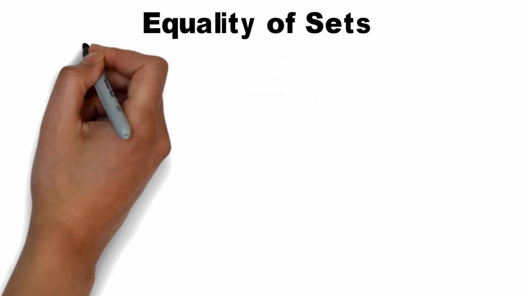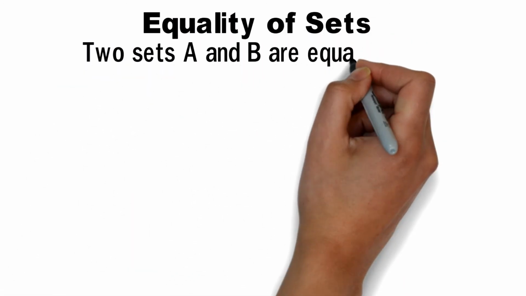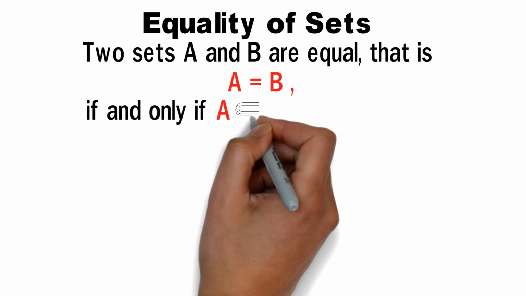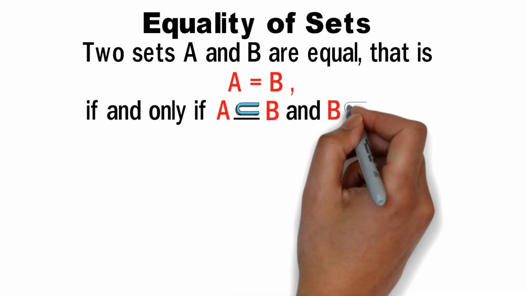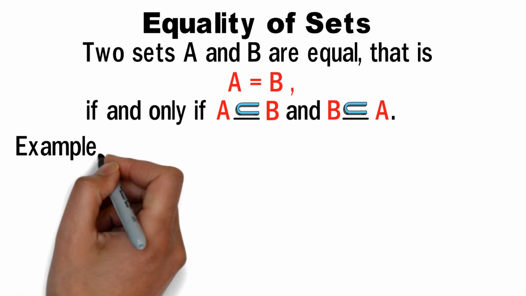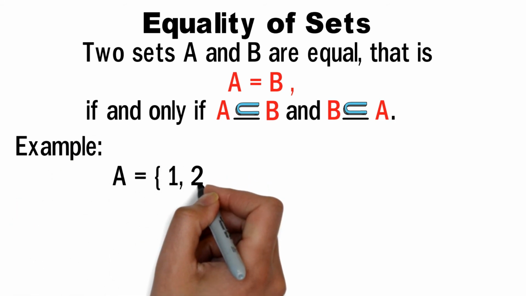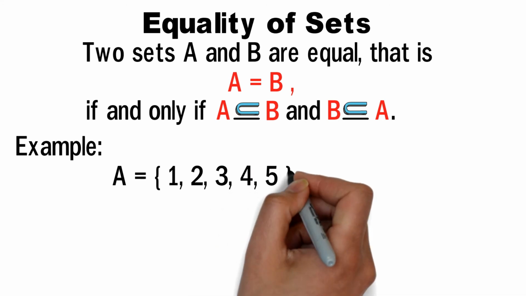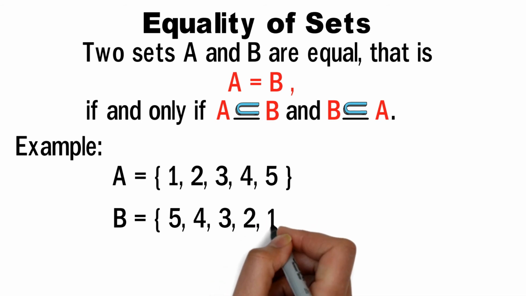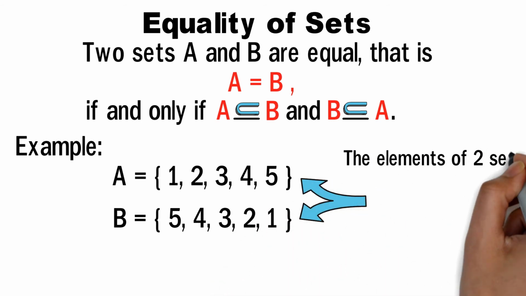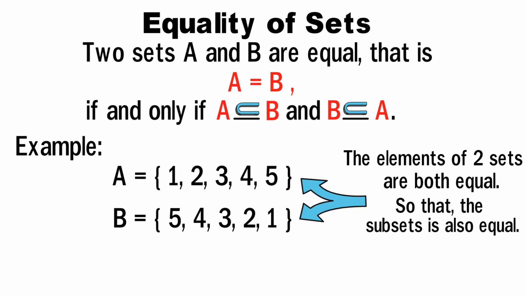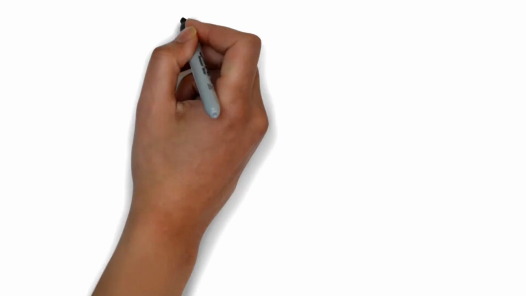Next naman ay equality of sets. Two sets A and B are equal, that is A equals B, if and only if A is a subset of B, and B is a subset of A. Example, we have set A and set B. Set A composed of elements 1, 2, 3, 4, 5. And set B composed of elements 5, 4, 3, 2, 1. Ang elements ng set A ay pareho sa elements ng set B, kaya ang subsets din nila ay the same.